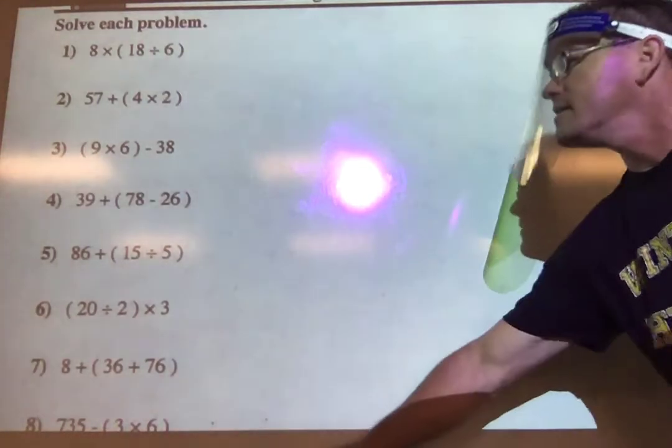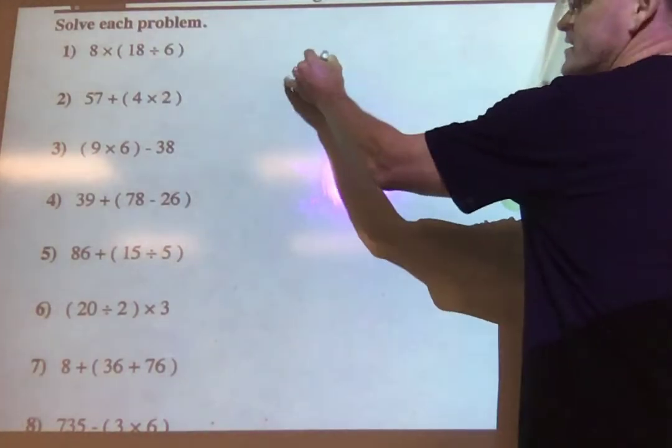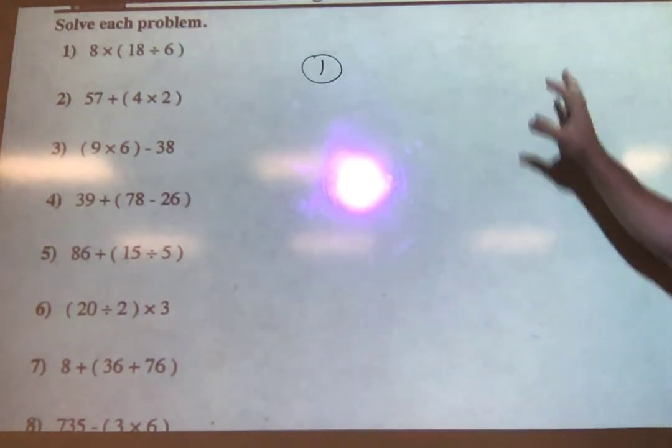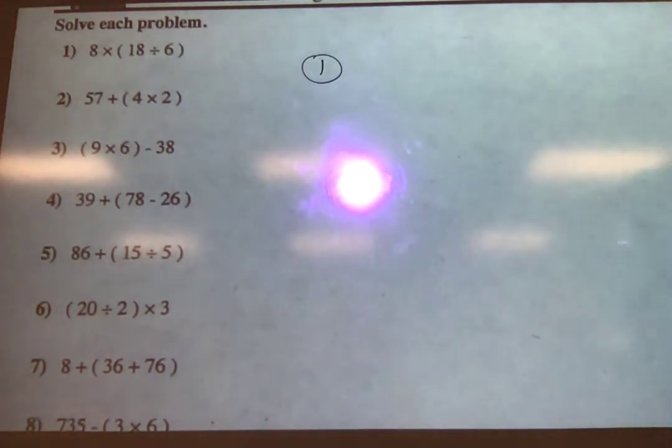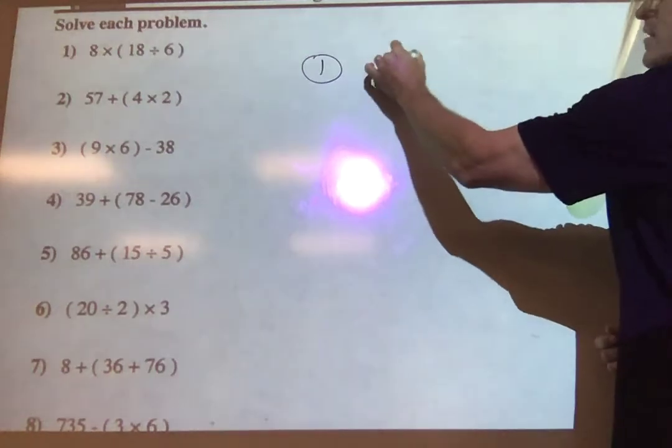All right, so I'm going to walk through and model on number one here, and I'll make it bigger so I can write it out here. And you guys are going to have all kind of work room on this worksheet to do this, where you can show your work. Okay.